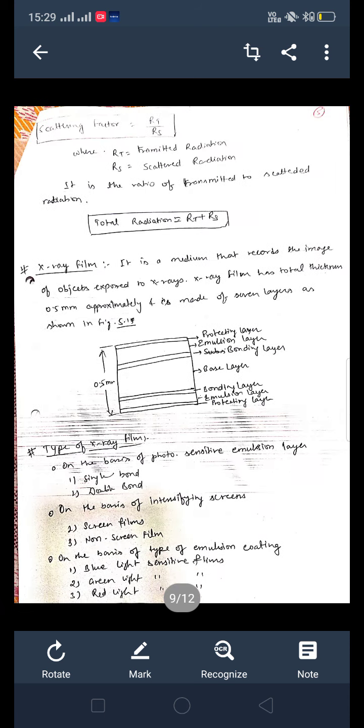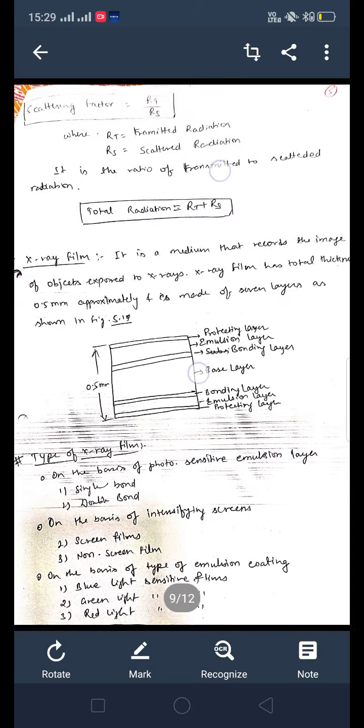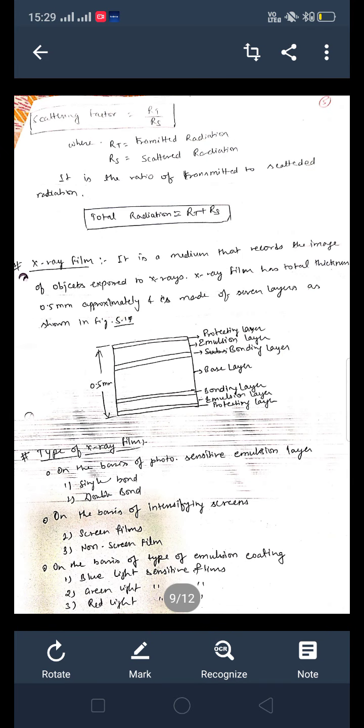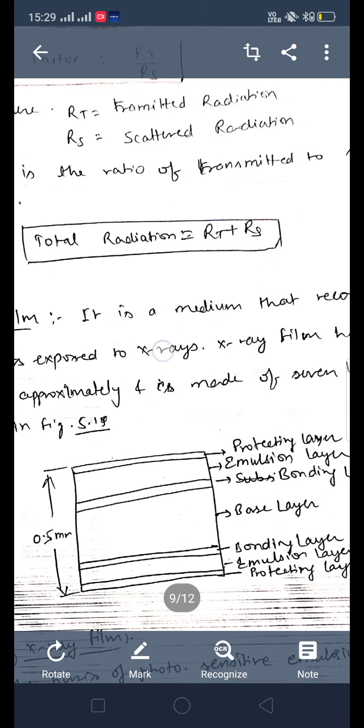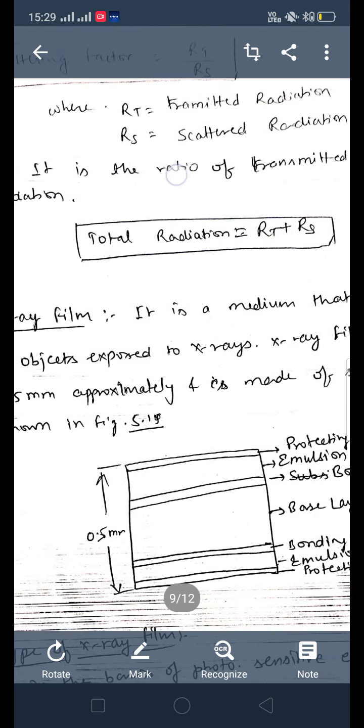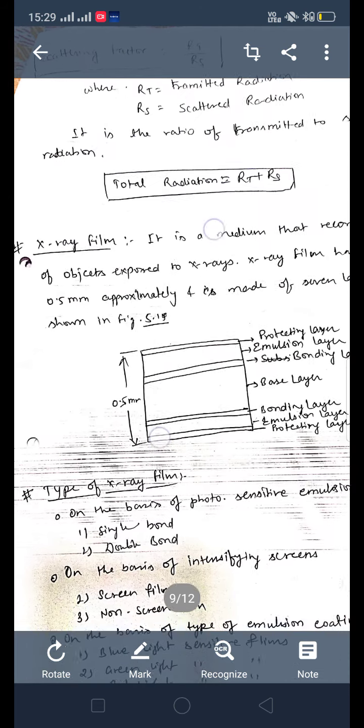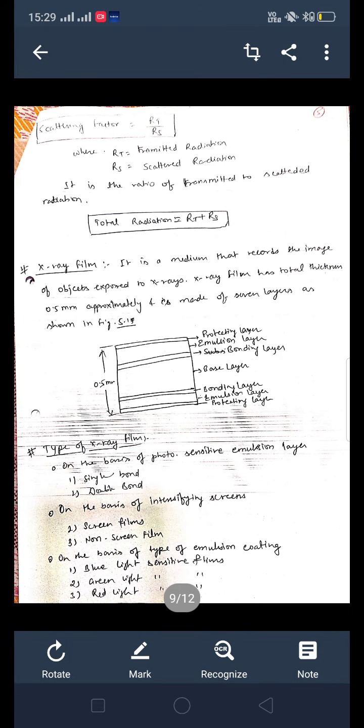And here is the scattering factor. What is the scattering factor? The scattering factor is equal to RT upon RS, where RT is the transmitted radiation and RS is the scattered radiation. It is the ratio of transmitted to scattered radiation. It means the total radiation is equal to the summation of the transmitted radiation and the scattered radiation.